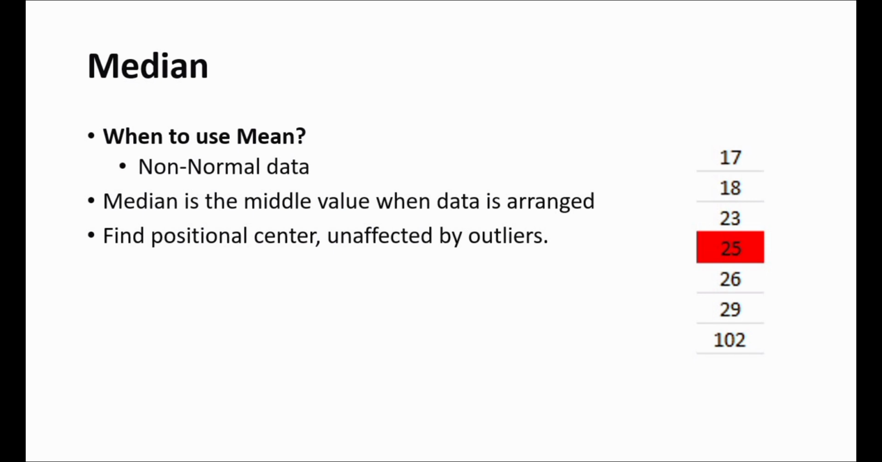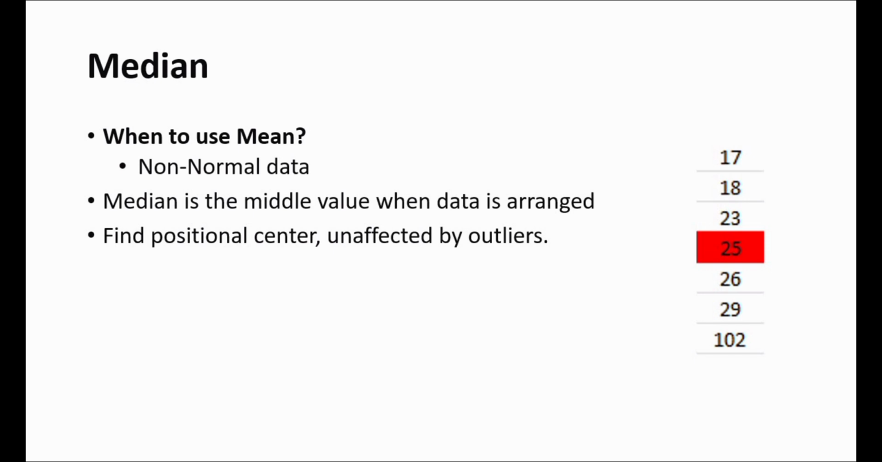The median is the middle value of the dataset when it is arranged in ascending or descending order. We use median to find the positional center of the data, not exactly the average of the data, but only the positional center of the data. That's why we use ascending or descending order in median, which is not influenced by extreme values, or as we call them, outlier values.